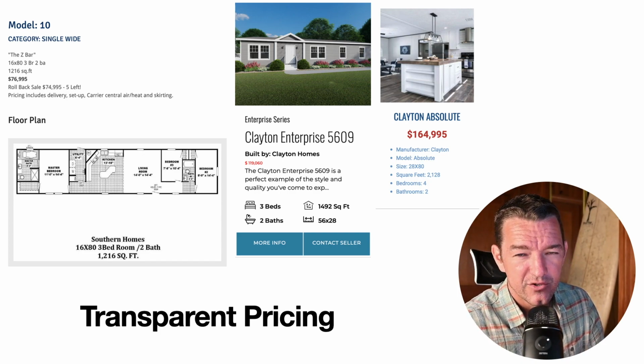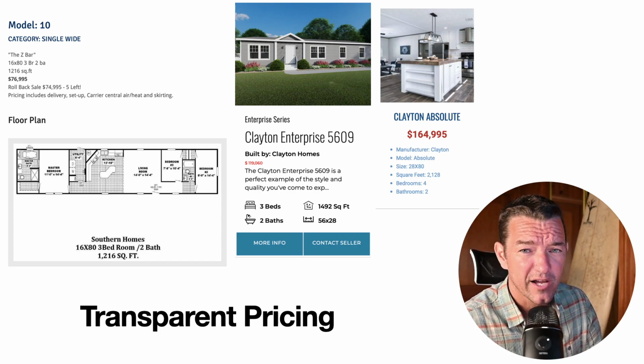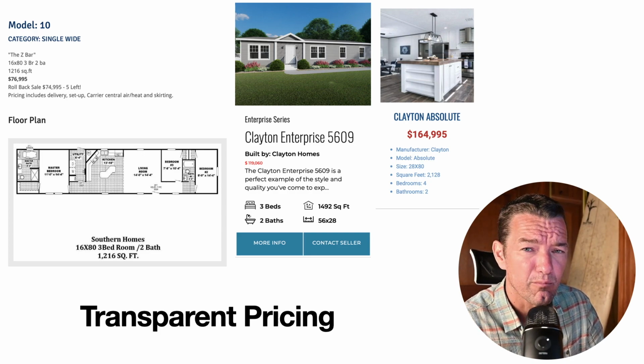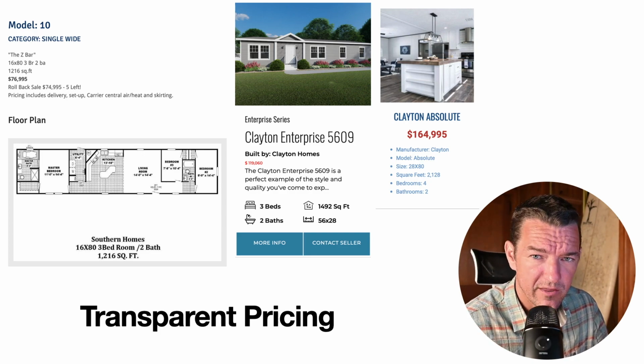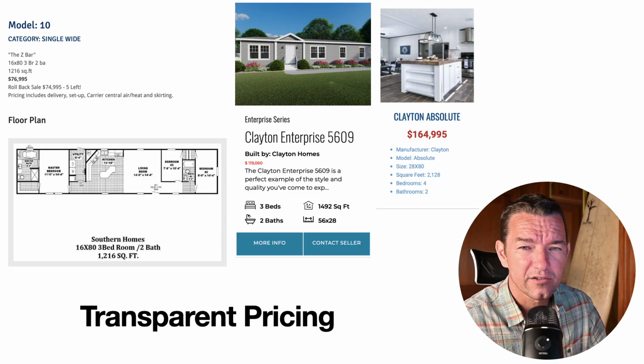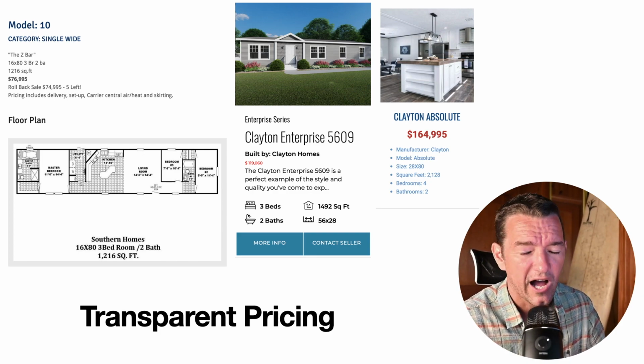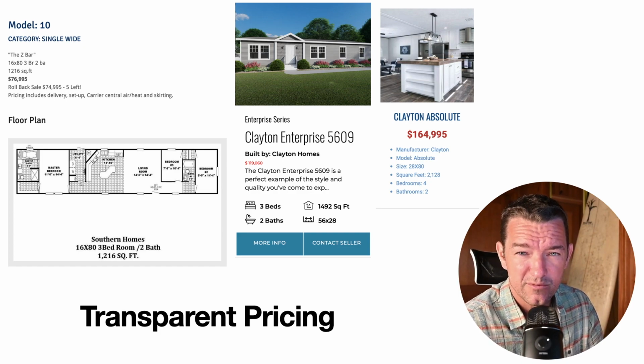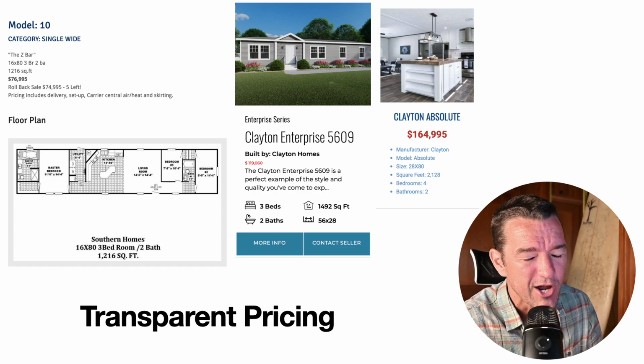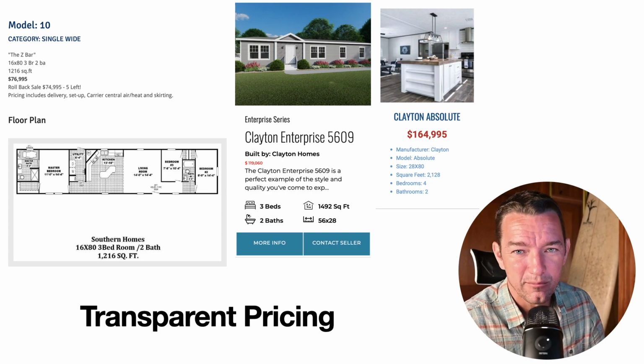So what we're doing is we're showing people how nice the houses are, but by not showing the price, we're not showing them how affordable they are. We're not showing how much value is in a manufactured home. We can say affordable and high value and everything else on our website as much as we want, but if we don't show the price, no one's going to believe us.